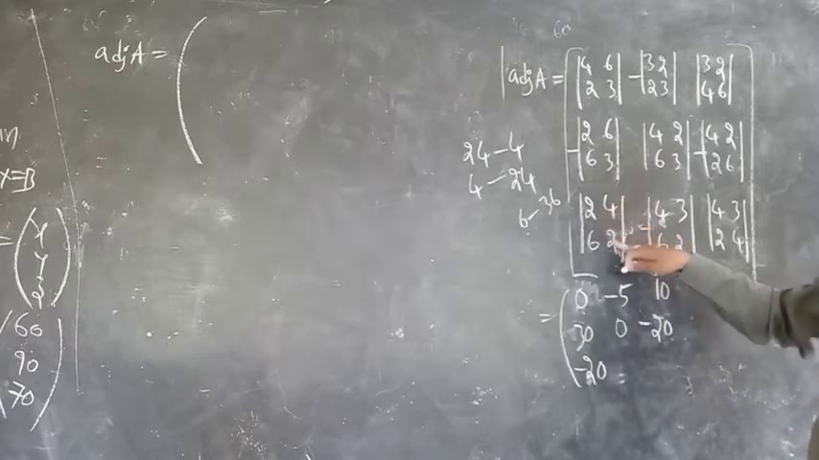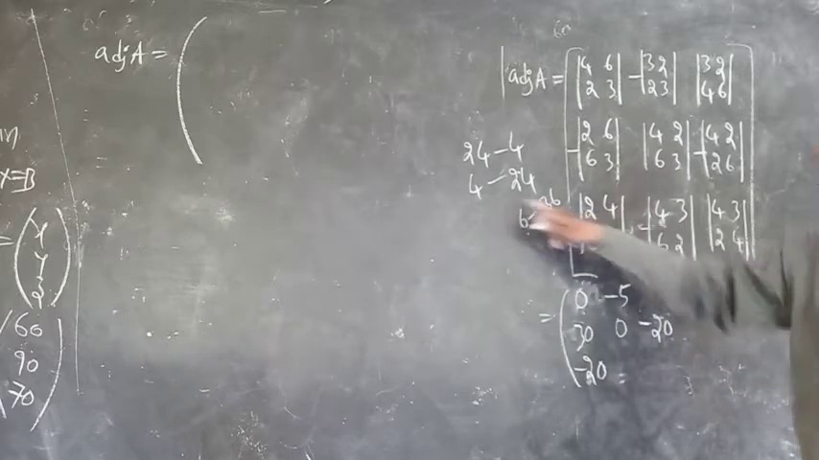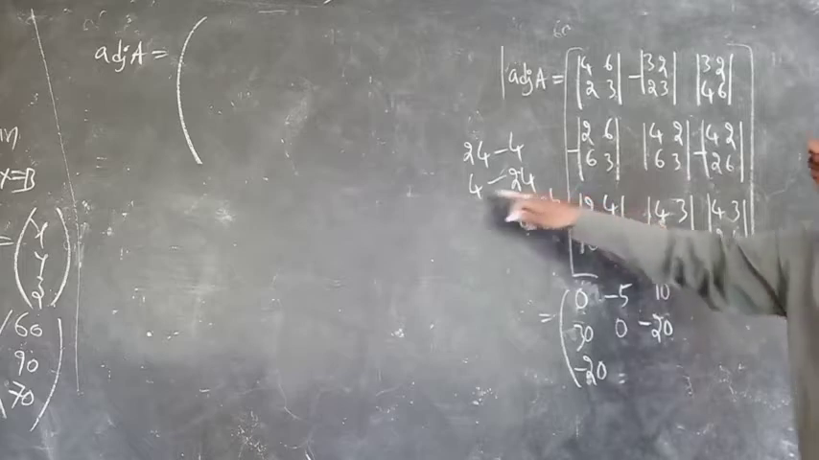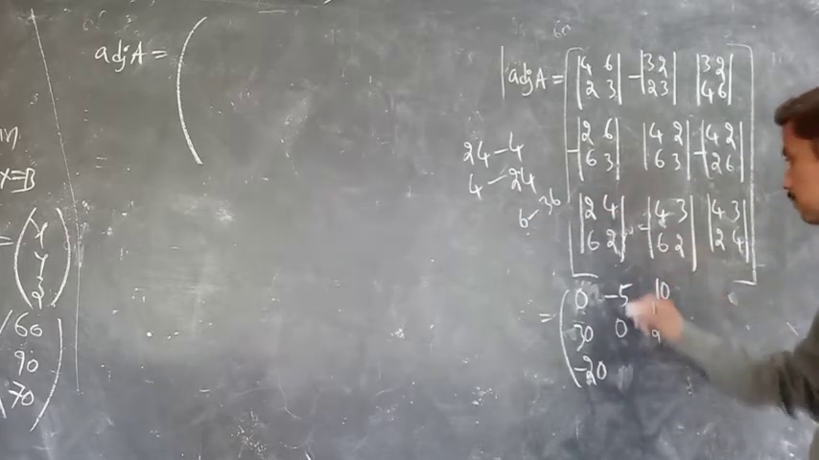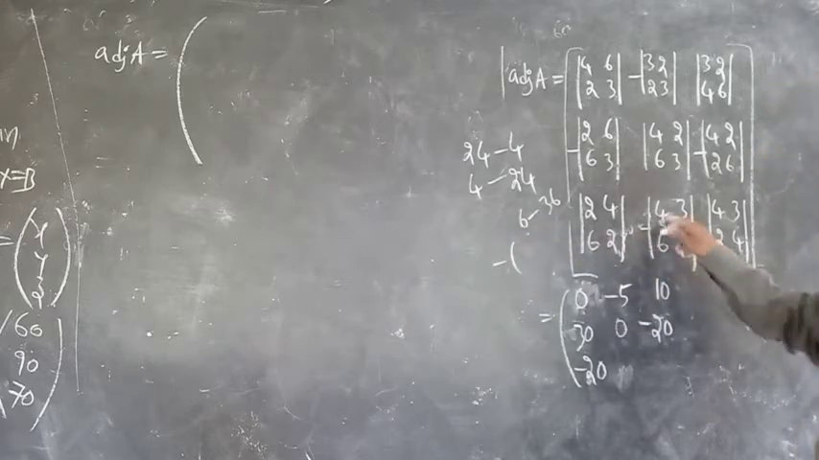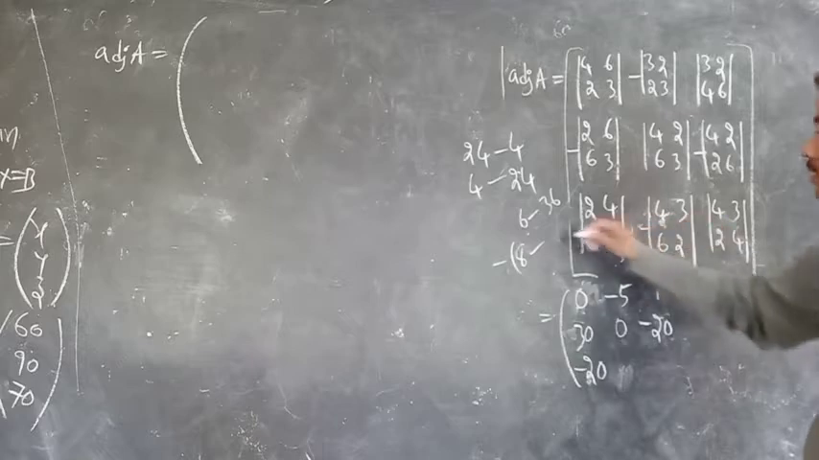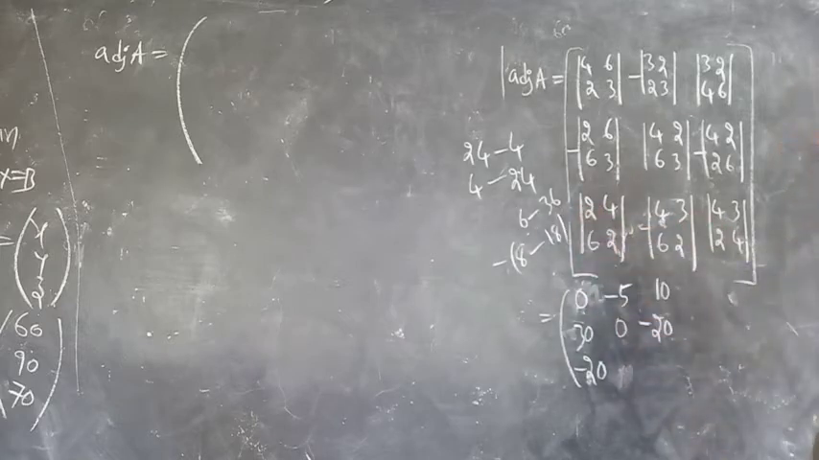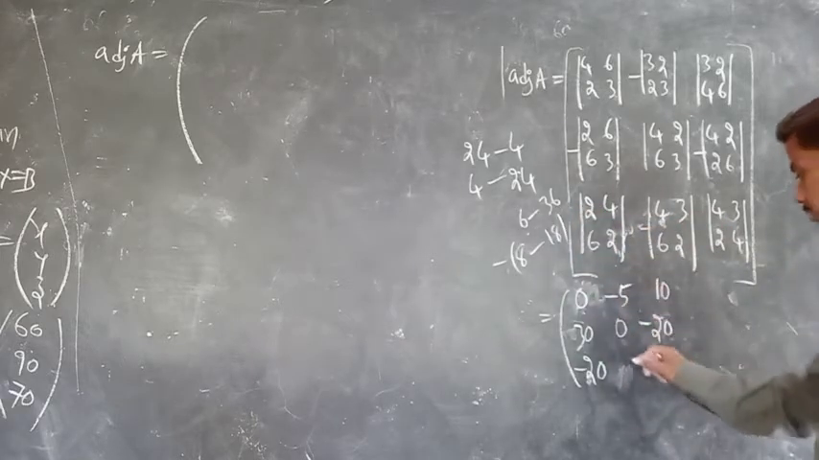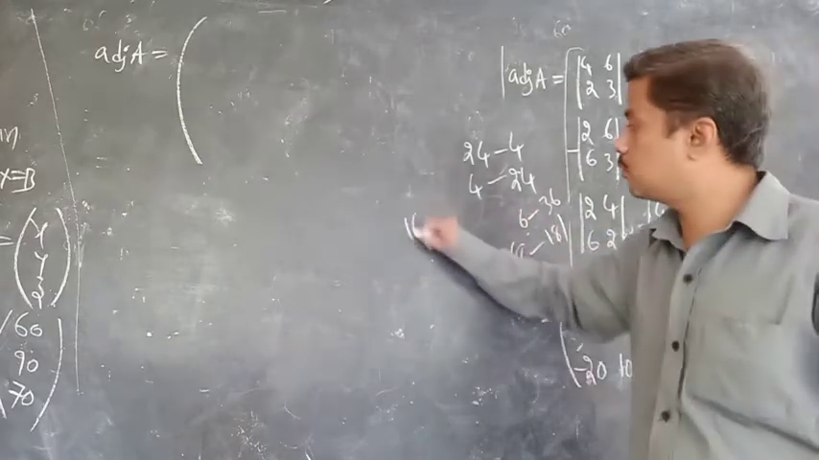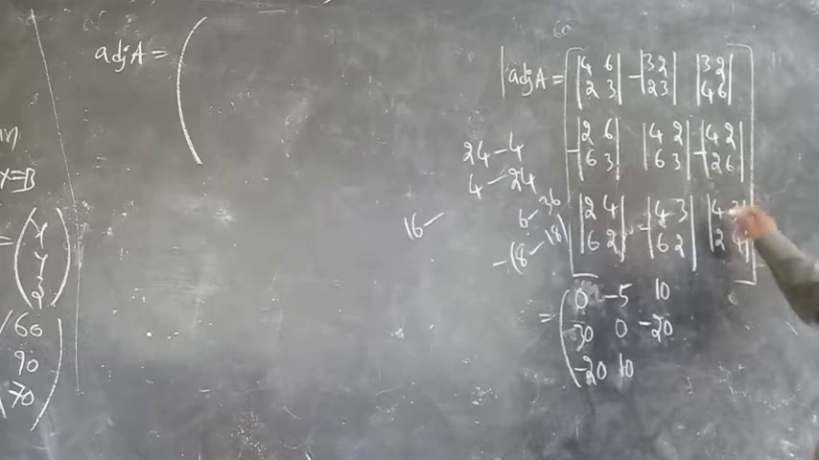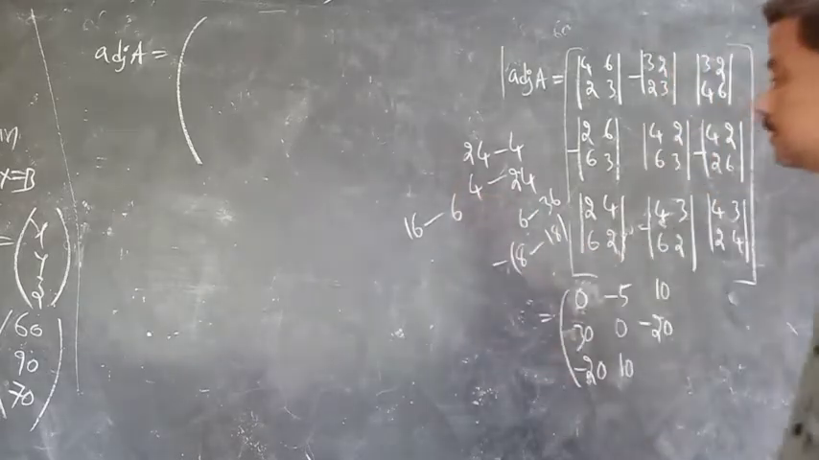So 2 2s are 4, 6 4s are 24, 4 minus 24, minus 20. Okay, next. Minus of 4 2s are 8 minus 6 3s are 18. So 8 minus 18 is minus 10, minus minus becomes plus 10. 4 4s are 16 minus 2 3s are 6. 16 minus 6 is 10.